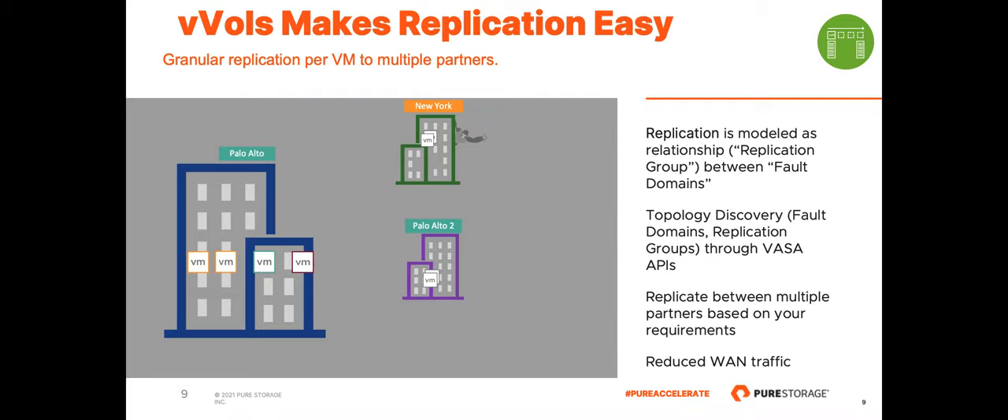Replication groups also define the set of vVols that are maintained in write order fidelity, where writes are replicated on the same destination site in the exact same order they're generated at the source site. This ensures that at any time the destination site represents a crash consistent copy of the data on the source site. So you can have multiple policies, and based on those policies, replication could happen to the remote site.